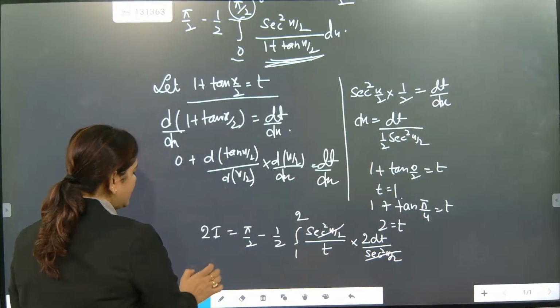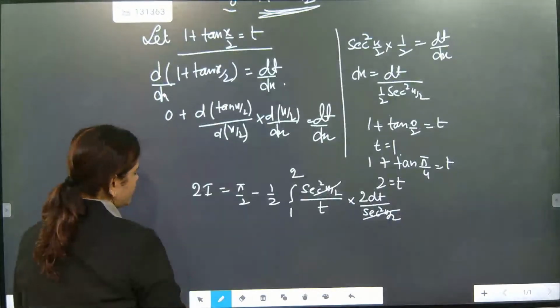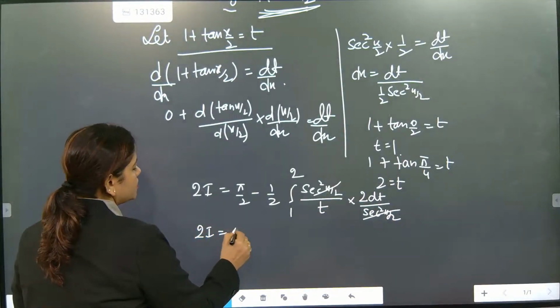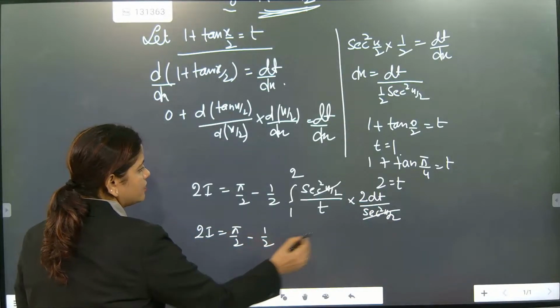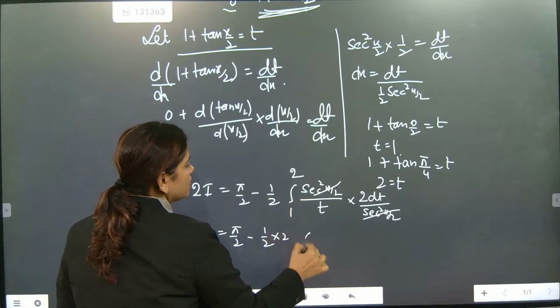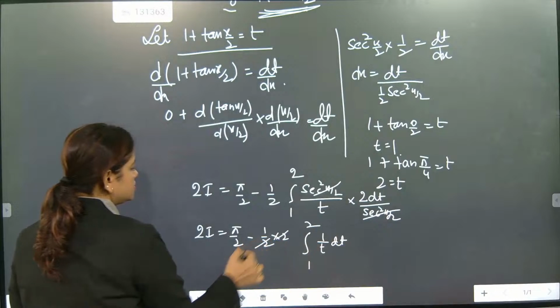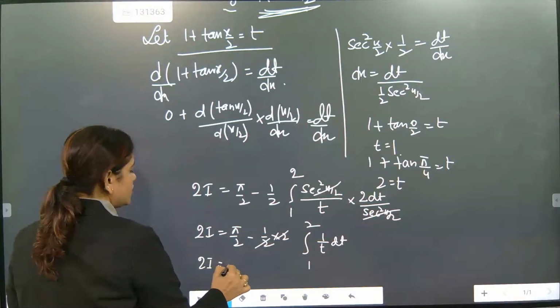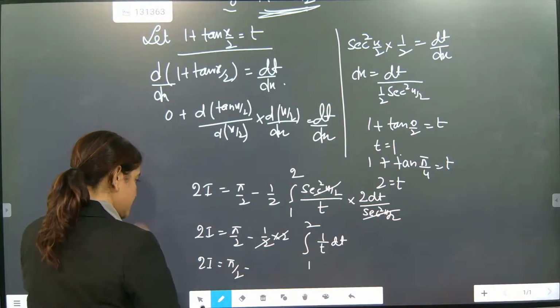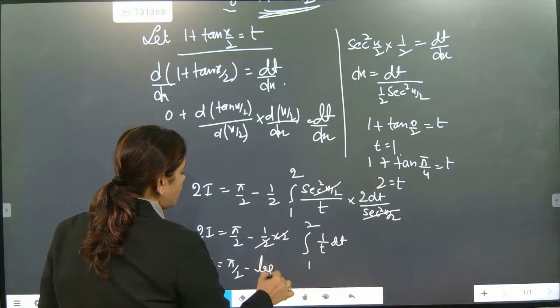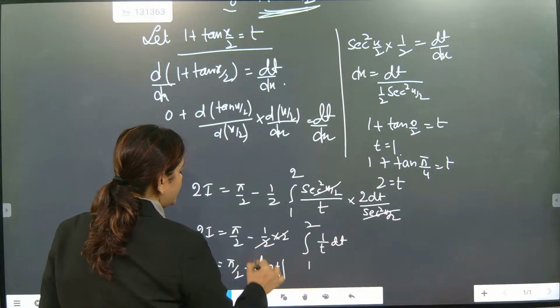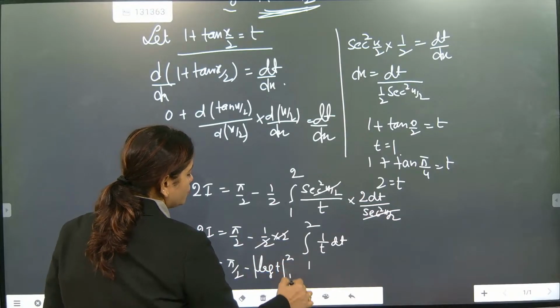So now the final layout we are going to generate. Check this one out. 2I is equal to 5 by 2 minus 1 by 2. This 2 is coming out. Now it is coming as the integral of 1 by t dt from 1 to 2. So this is equal to 5 by 2 minus, this will become log t, and the value is from 2 to 1.